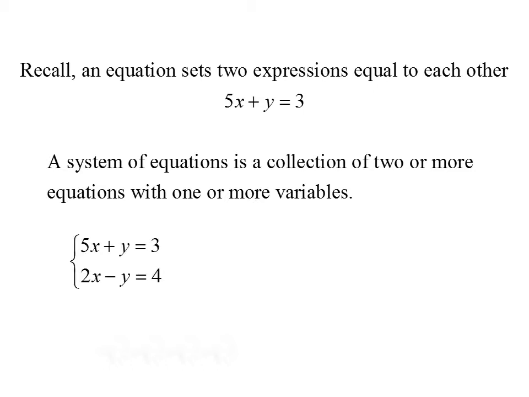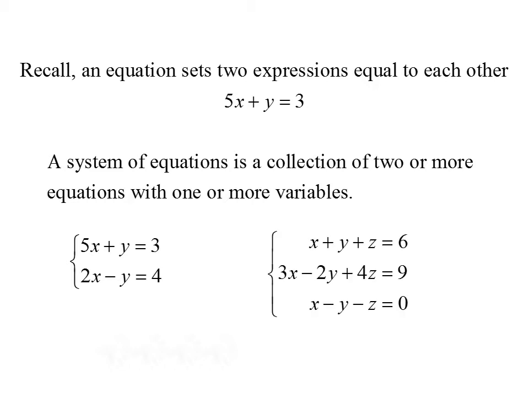For example, 5x plus y equals 3 and 2x minus y equals 4 is a system of two equations with two unknown variables. x plus y plus z equals 6, 3x minus 2y plus 4z equals 9, and x minus y minus z equals 0 will be a system of three equations with three unknown variables.